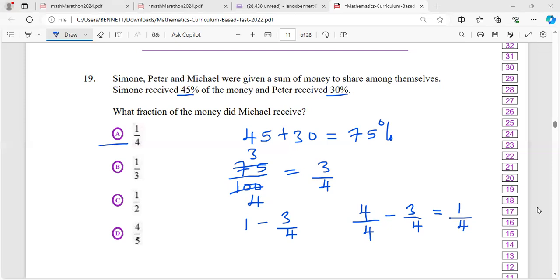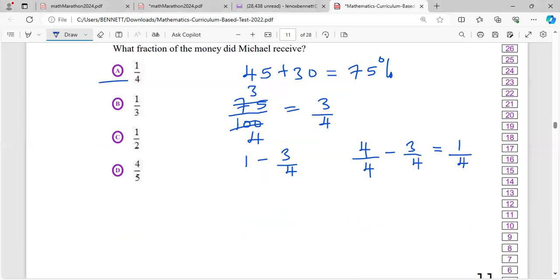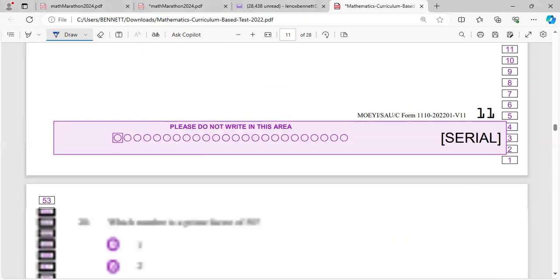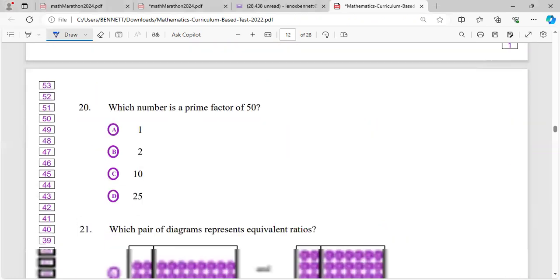Yeah. Alright. So it works out to be a quarter. That was done yesterday, but somebody requested it, so we have to do it over. Alright. We also did number 20, but we still can.